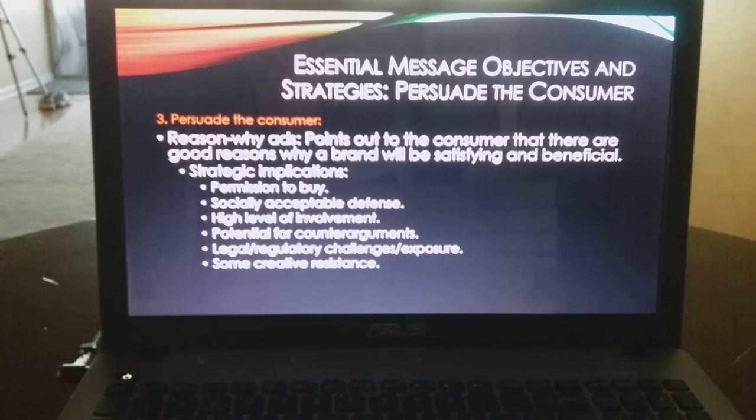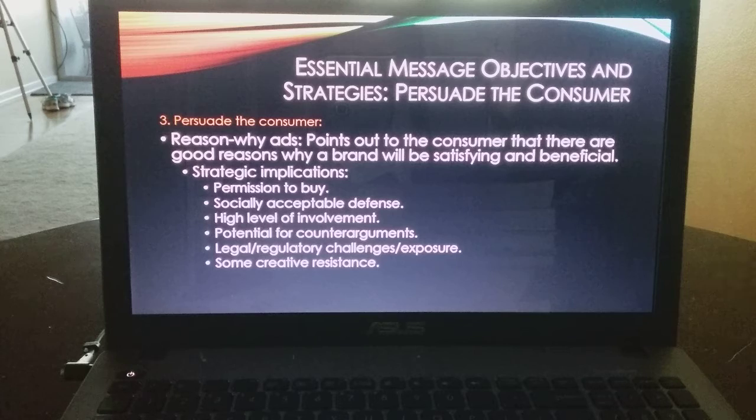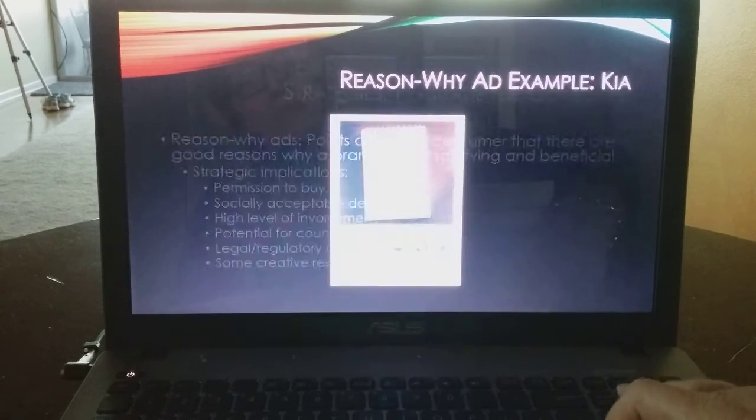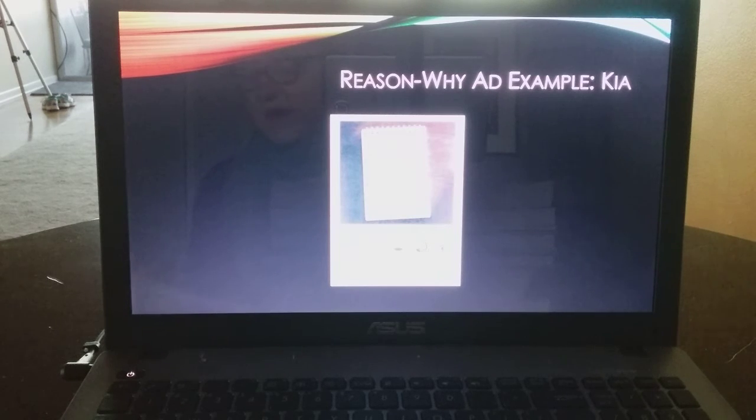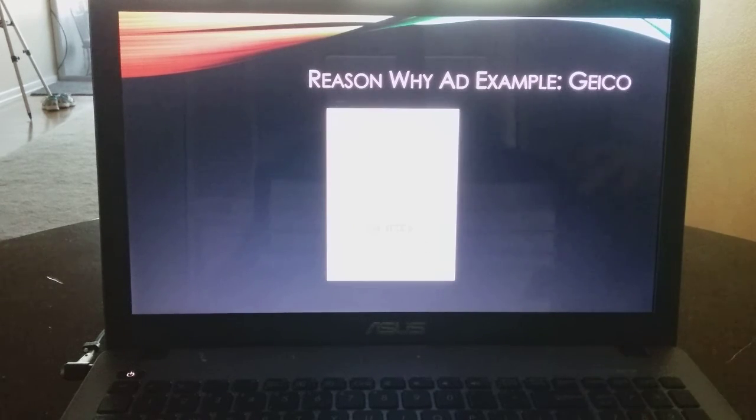Okay, so you want to be able to persuade the customer. That might be another example that you're going to use. Why is it that you should buy a product? Why is it so good? You're trying to convince someone of doing something. So here we go, another example, Kia. There's a whole list of reasons why you should buy the Kia. You can read those. GEICO is also telling you why you should buy something, saving you money, that kind of thing.